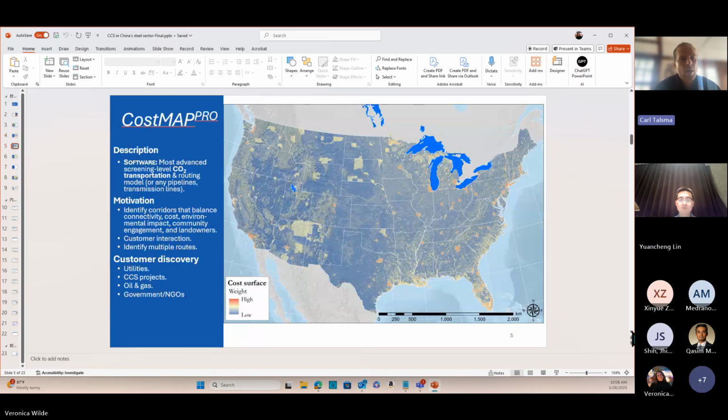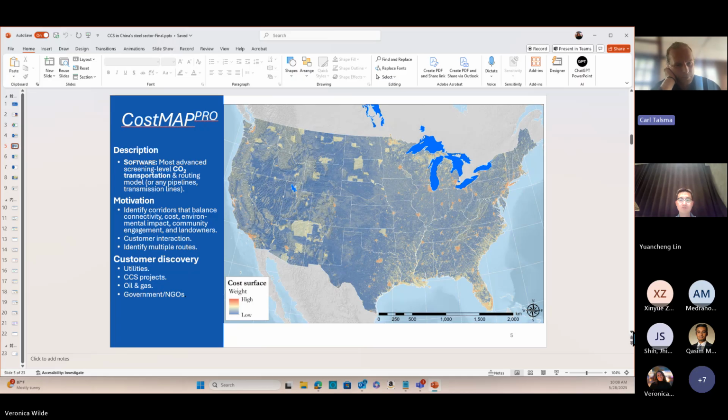So CostMap is our software that handles transport, and the way that it does that is through a least cost surface. Basically, what CostMap does is it collects geospatial data. We apply a weight to that data, saying whether the pipeline is going to be more costly or less costly, and then we run a shortest path algorithm to determine what the optimal path between 2 points is.